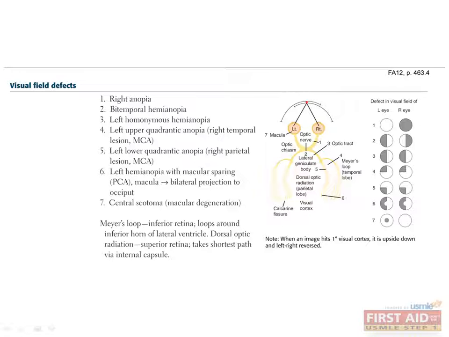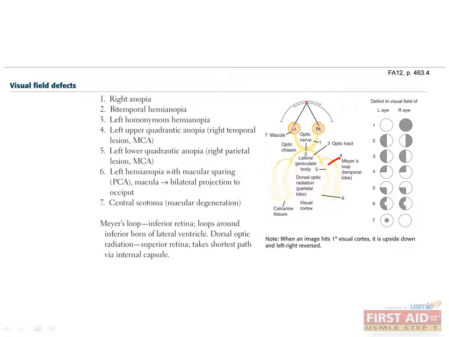ipsilateral eye. What about a lesion in Meyer's loop? What would this cause? Well, this question requires some two-step thinking. First, is the temporal or nasal side affected? And second, is it the superior or inferior field of vision?